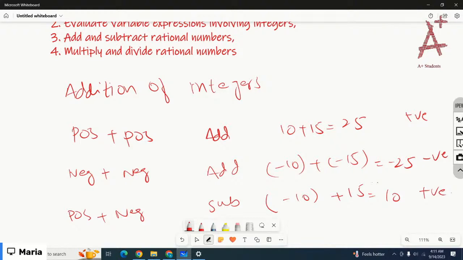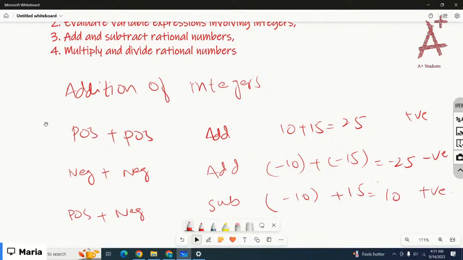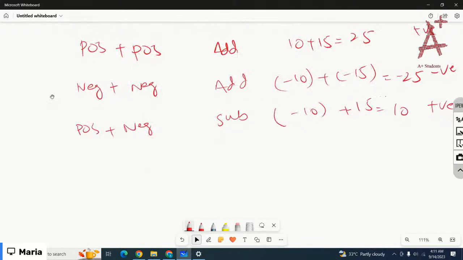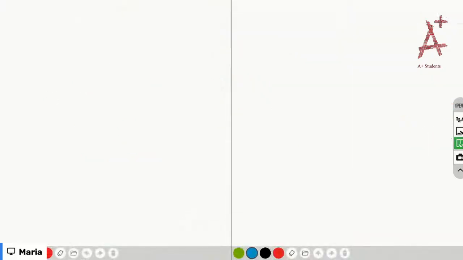What if the first number is positive and the other is negative? You have to subtract them, and that is 10 plus negative 15. That would be negative 5. In this case, the answer is negative. Here are the rules, you have to apply them when you are adding integers, right?